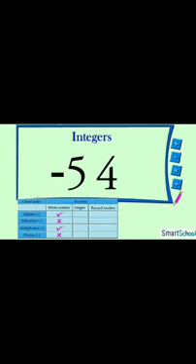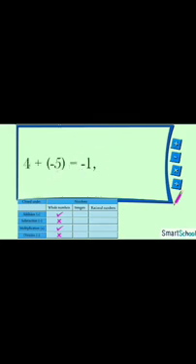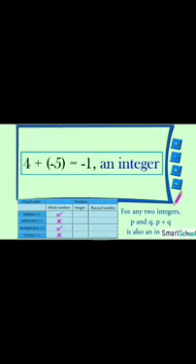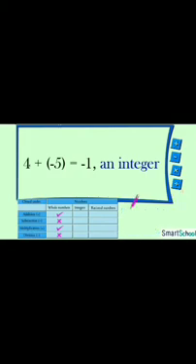Consider -5 and 4. On adding -5 and 4, we get -1, which is an integer. Similarly, for any two integers, p and q, p plus q is also an integer. Thus, we can say the integers are closed under addition.